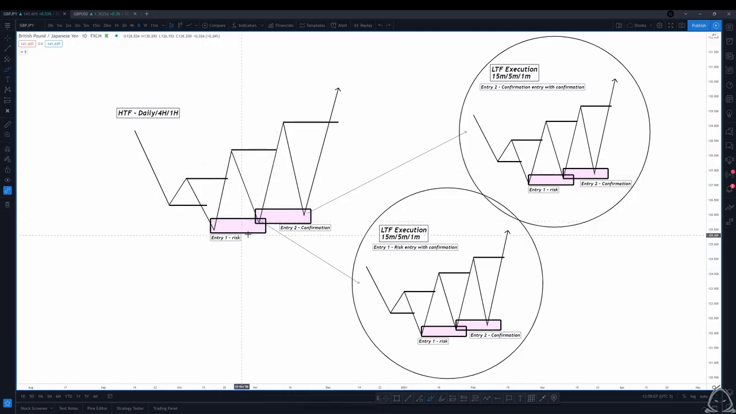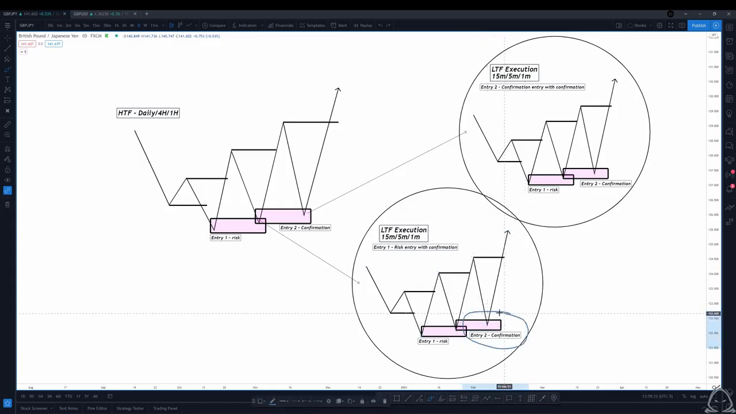But of course, what we can do instead of just setting an order on that higher time frame is we can then drop down to our lower time frame execution timeframes, whether it be the 15-minute, the 5-minute, 1 minute, whichever you use, and look for a fractal pattern of that. And again, we can approach it in two different ways on this first risk entry spot. We can take the first risky entry of that fractal pattern, which would be that first mitigation, or we can wait for that second break of structure to enter a confirmation entry and take longer.